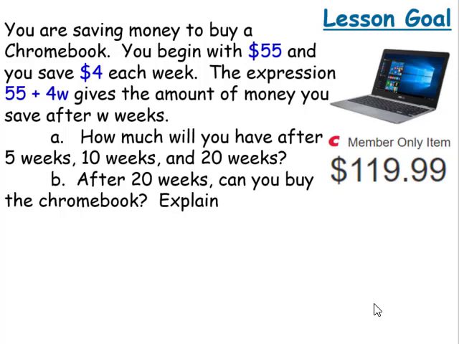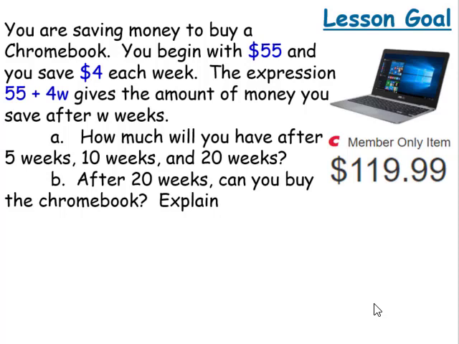Our lesson goal for today is to be able to solve problems similar to this. You are saving money to buy a Chromebook. You begin with $55 and you save $4 each week. The expression 55 plus 4W gives the amount of money you save after W weeks. How much will you have after 5 weeks, 10 weeks, 20 weeks? Part B, after 20 weeks, can you buy the Chromebook?